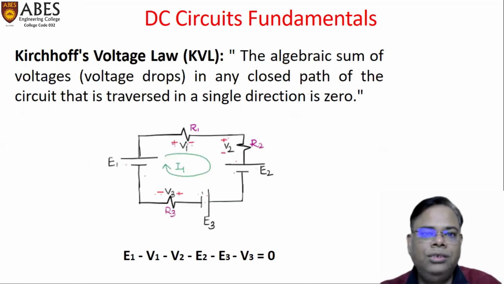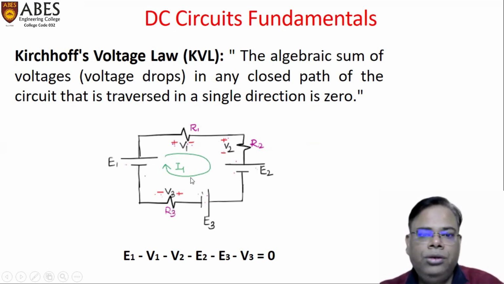Our next law is Kirchhoff's voltage law. In short, we can say this one is KVL. In any mesh or loop of a circuit, the algebraic sum of voltages is 0. As you can see in this diagram, in this circuit, there is only one mesh and 3 sources, E1, E2 and E3, and the voltage drops across the resistors are V1, V2 and V3.